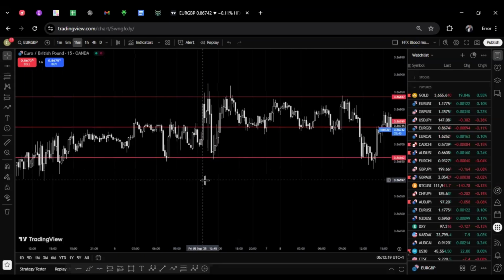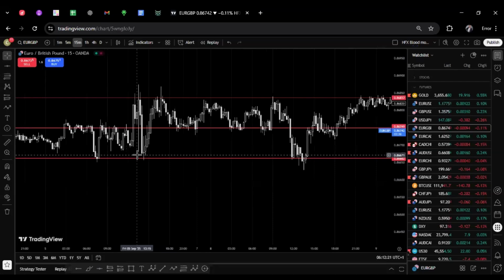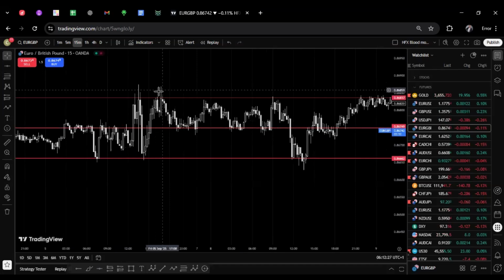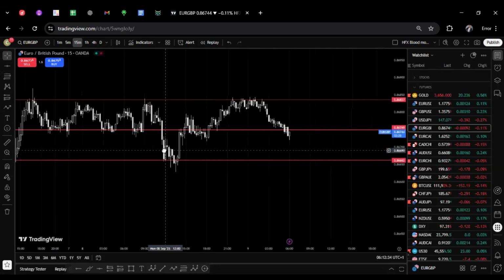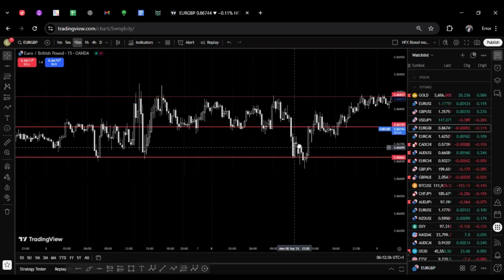So what are we seeing here? If the market gets to a lower point, we'll take a buy, targeting the midpoint. If it gets to a higher point, we'll take a sell, targeting the midpoint. This is just for 15 minutes.